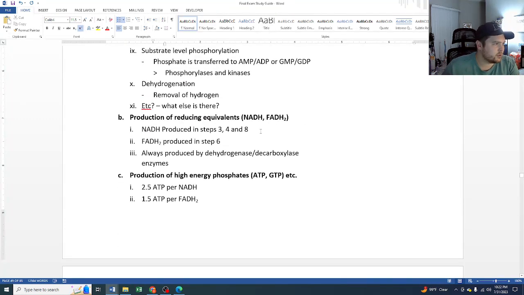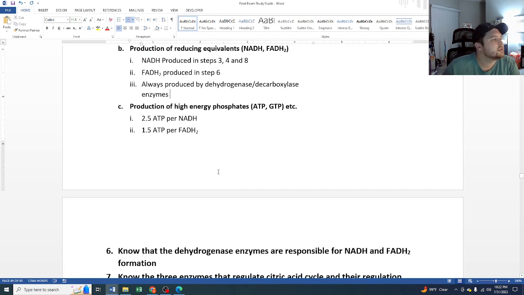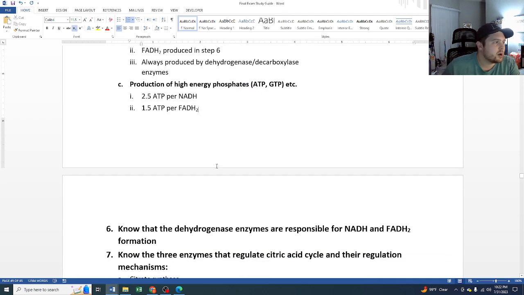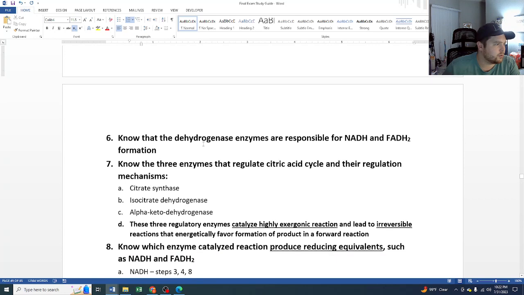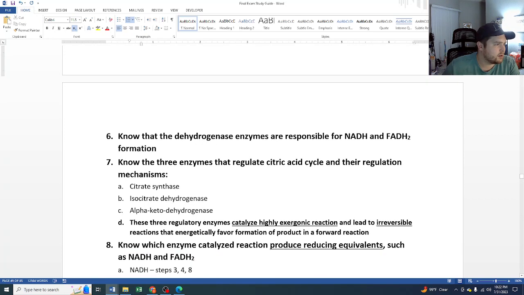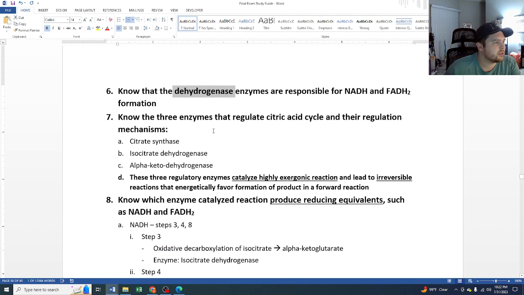Production of reducing equivalents. That's exactly what I said. I am the most important. Production of the high energy phosphates: we get 2.5 ATP per NADH and 1.5 ATP per FADH2. Know that the dehydrogenase enzymes are responsible for NADH and FADH2 formation. If it's a dehydrogenase enzyme, the dehydrogenases are what's going to form the NADH and the FADH2.